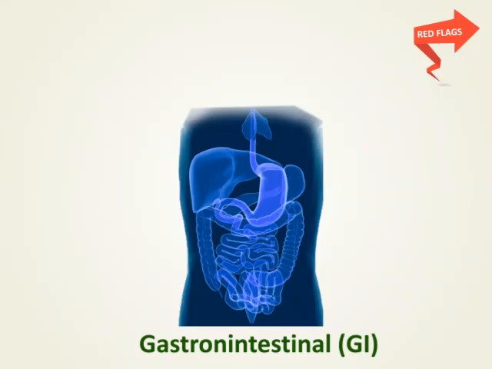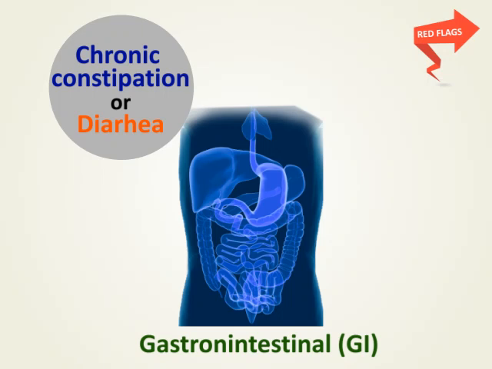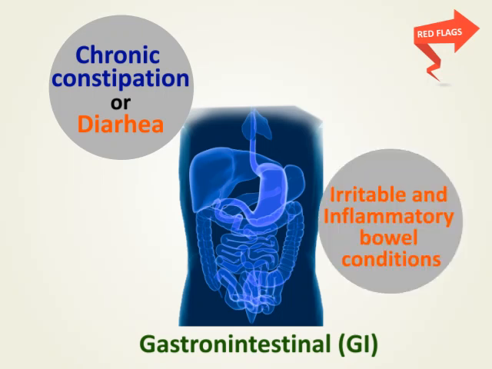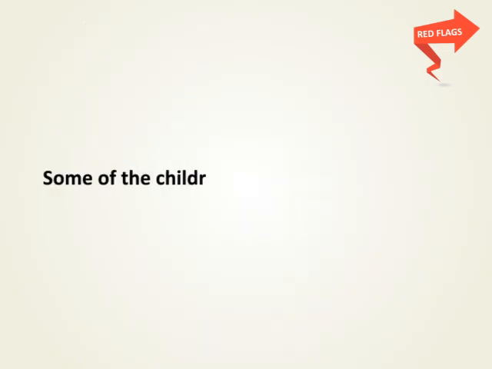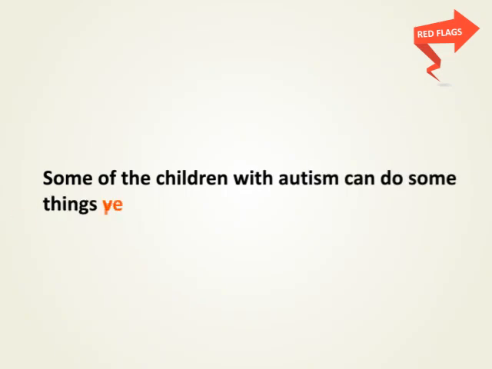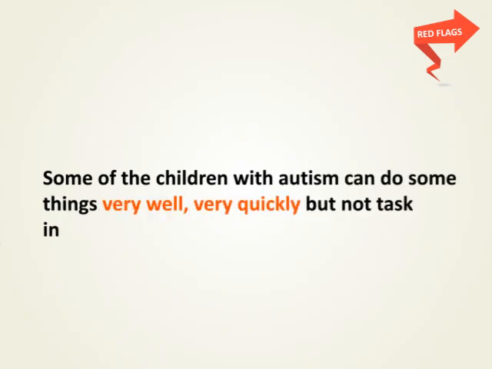Gastrointestinal disorders are among the common medical conditions associated with autism. These issues range from chronic constipation or diarrhea to irritable and inflammatory bowel conditions, among others, and they all need to be addressed by medical professionals. Some of the children with autism can do some things very well, very quickly, but not tasks involving social understanding.